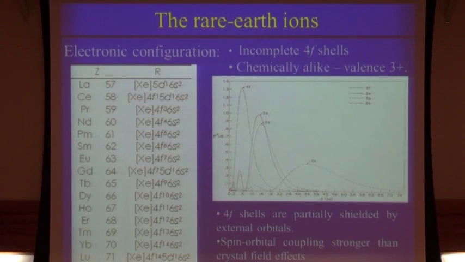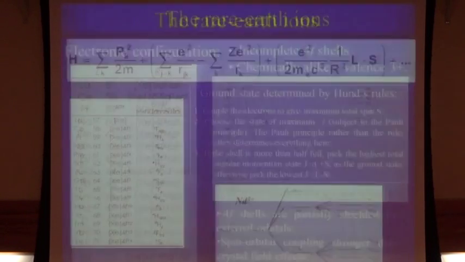Chemically, they are usually 3+, they have valence 3+, and like I said, they have incomplete f shells. And the f shells are inner orbitals in the atoms, right? So they are partly shielded by the external orbitals. That makes the f electrons feel much less of the crystal field environment. So they couple first to the orbital, so the spin-orbit coupling is larger than the crystal fields. That makes the total angular momentum J the good quantum number for f electrons, right?